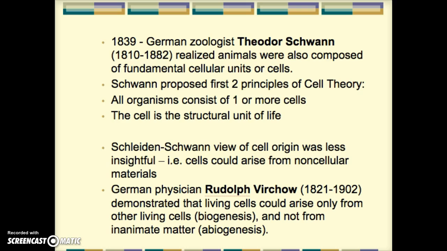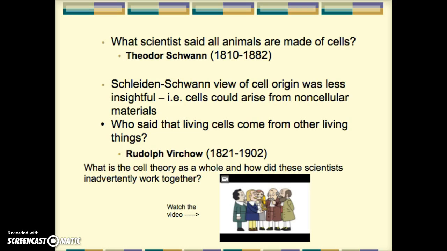It also is bothering me that in the second bullet it says Schwann proposed first two principles of cell theory, and then the two bullets after that, which are supposed to be the two principles of cell theory, are simply stated as another sentence, which isn't correctly organized. I made a few changes to this slide as well.